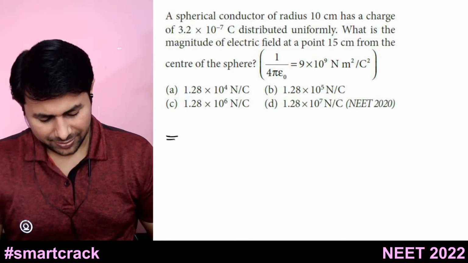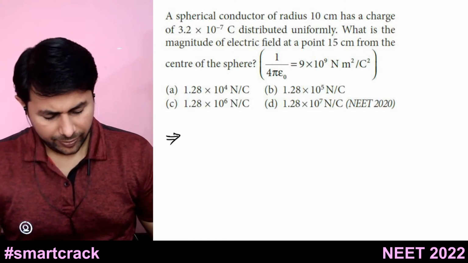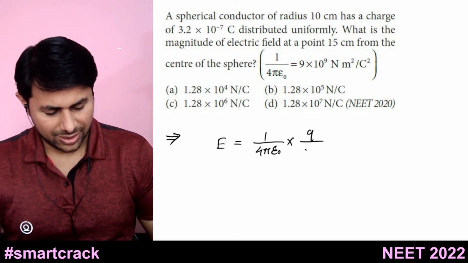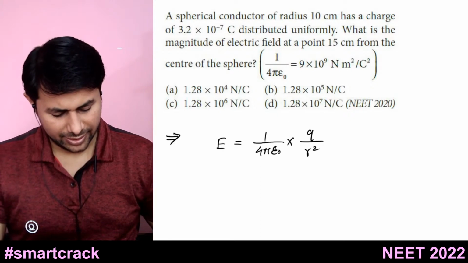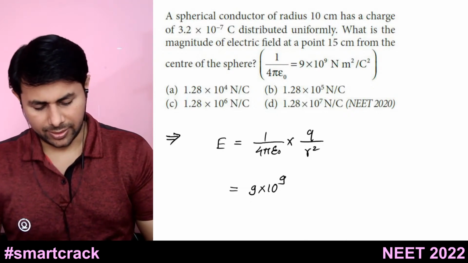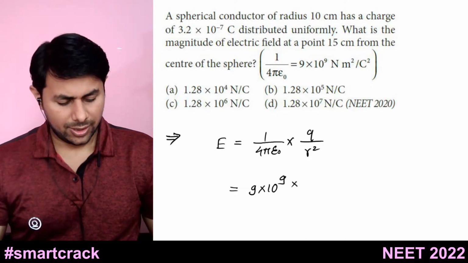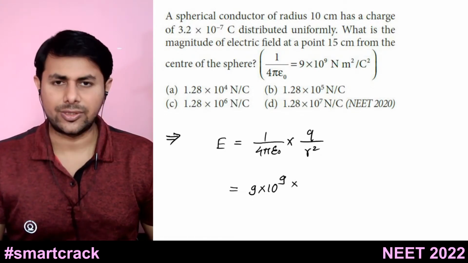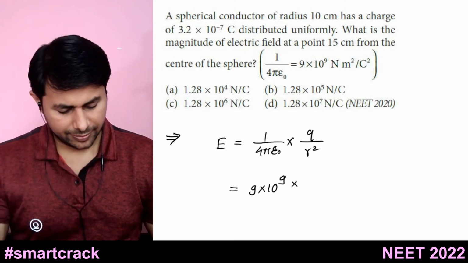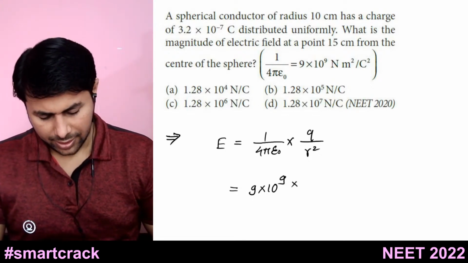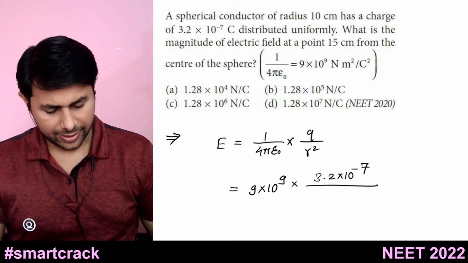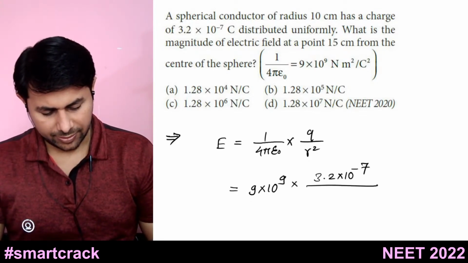So the electric field equals 1 over 4 pi epsilon naught into Q over R square. So simple, right? Substitute the values. This is 9 into 10 raised to 9. It's given over here, but generally it's not given, since it is assumed that you know this value: 1 upon 4 pi epsilon naught is 9 into 10 raised to 9. The charge is 3.2 into 10 raised to minus 7, divided by R square. What is R? It is 15 centimeters.